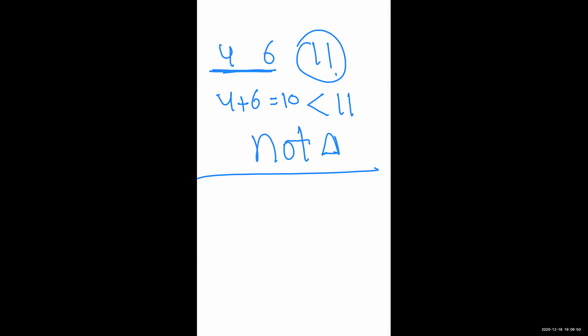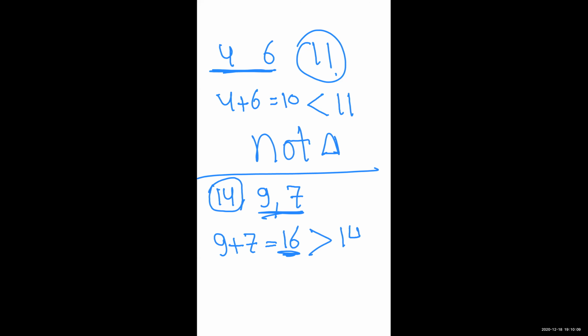If it's like this, 14 and 9 and 7, where is the greatest? 14. The other two are 9 and 7. So 9 and 7 equal 16. Actually, 16 is greater than the longest. So now this is a triangle. It's possible to draw a triangle with these sides. Okay, now this point is clear. Yes, very clear.